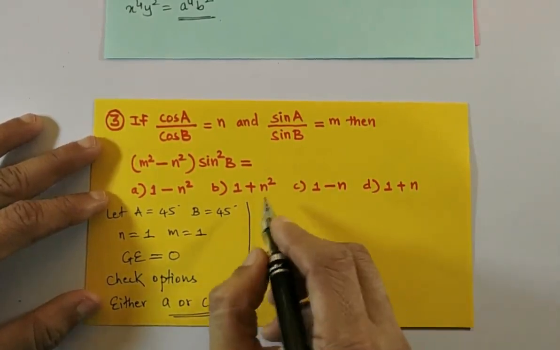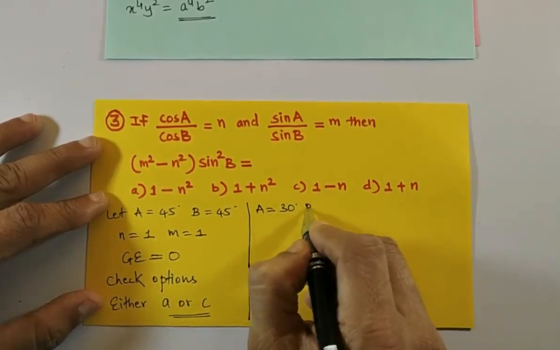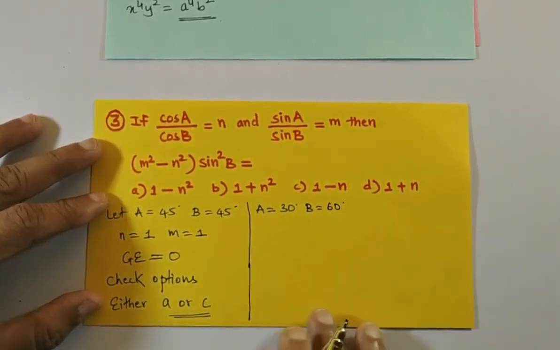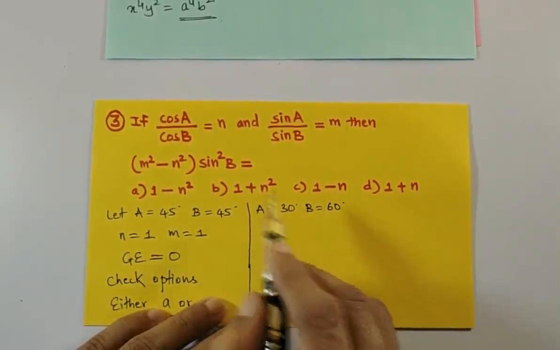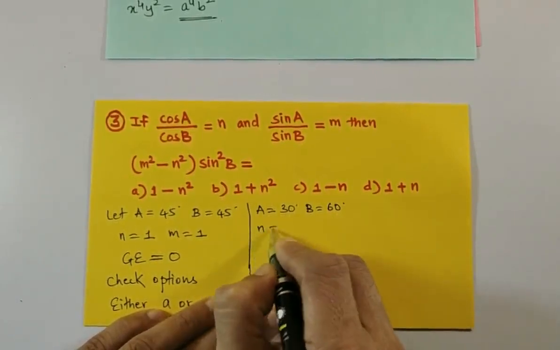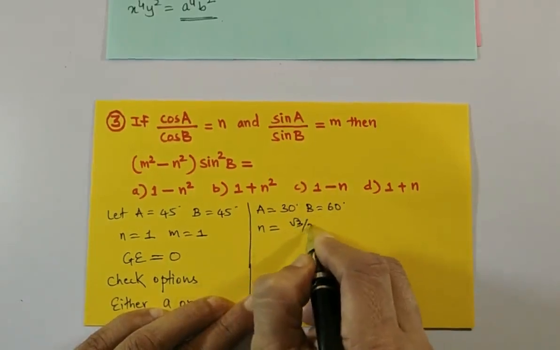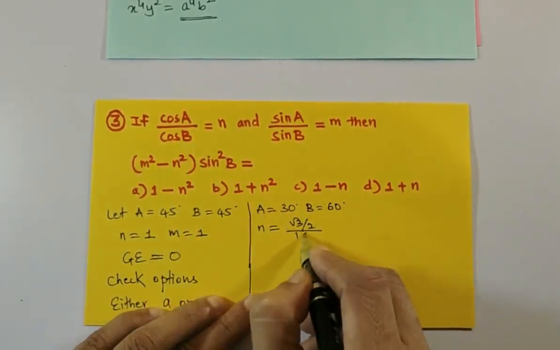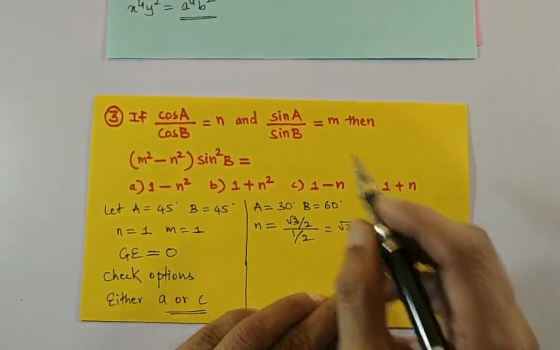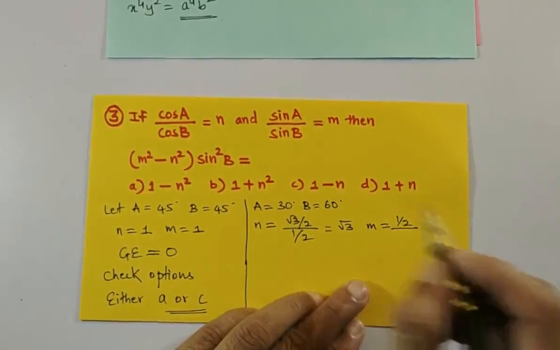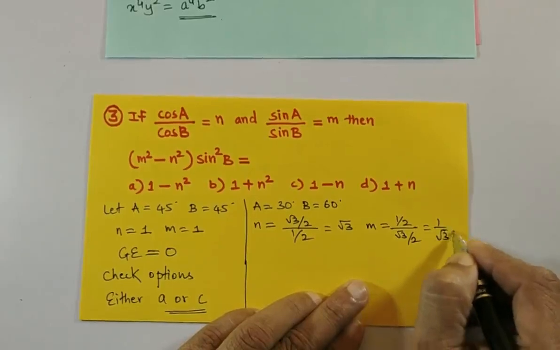So now what will I do? I will take A is equal to 30 degree and B is equal to 60 degree. Any angle you can take, whichever is easier for you. So if I take 30 and 60, n is equal to cos 30, root 3 by 2, divided by cos 60, 1 by 2. So n is root 3. M is equal to sin 30, 1 by 2, divided by sin 60, root 3 by 2. So this will be 1 by root 3.